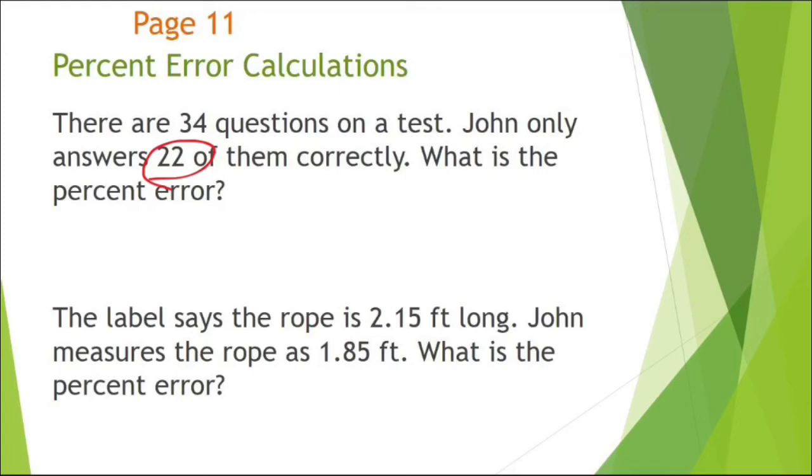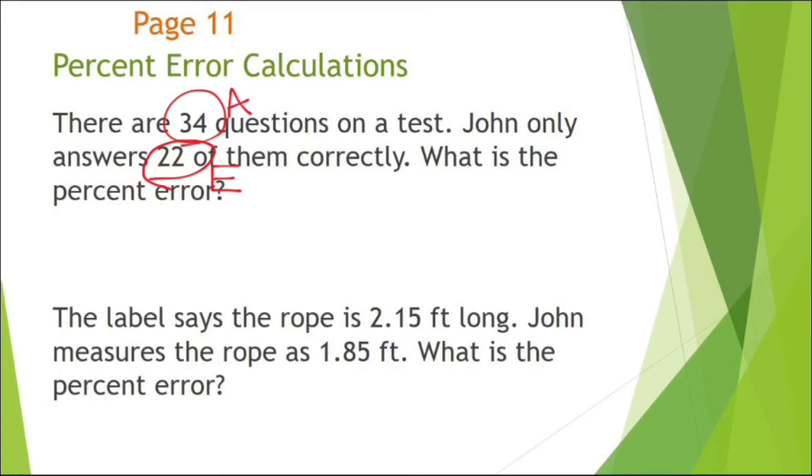Did a student do this? Did a student measure this? Yes, they did. So that is our E. Notice it just said there are 34 questions on a test, not that he got 34 questions. It's nothing about the student there. It's all about the test, the expectation there. And so that is going to be our accepted value.